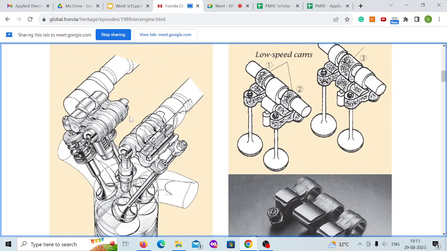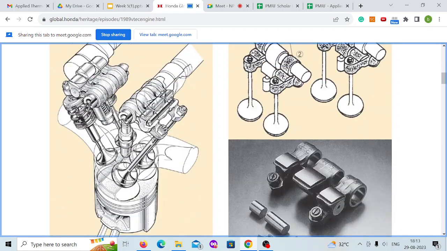You see, these are the cams which are sitting over the inlet and exhaust valves. While rotating, these cams will push down, and that will open the valves. So that is one arrangement.